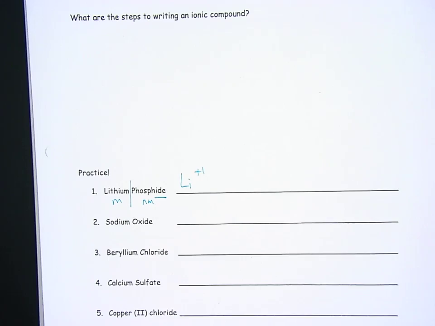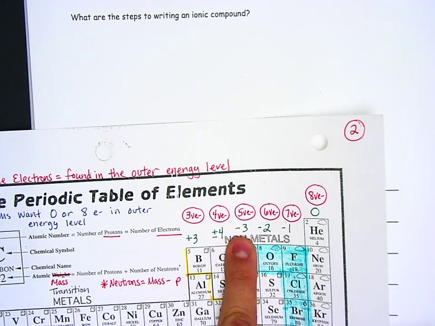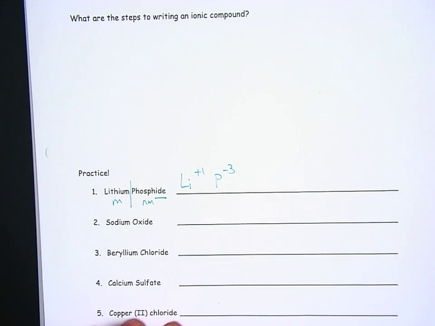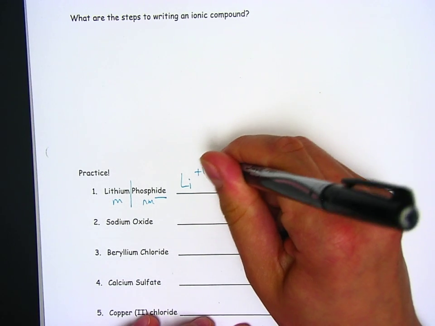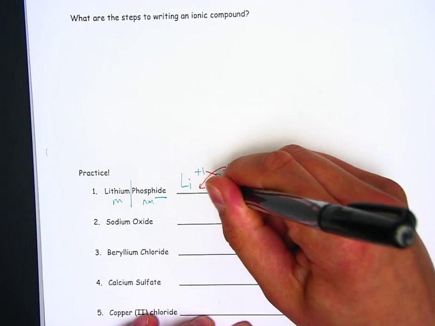Phosphide comes from phosphorus, which has a -3 charge, so P -3. Then we are going to crisscross the charges, which would look like this: the 3 is going to go behind lithium, and the 1 is going to go behind phosphorus.